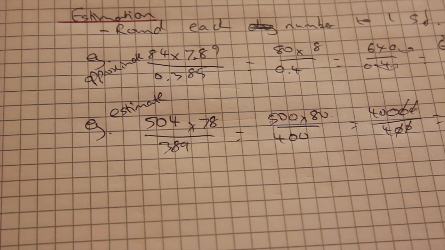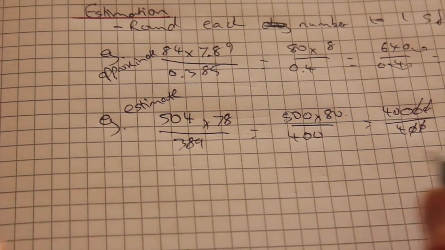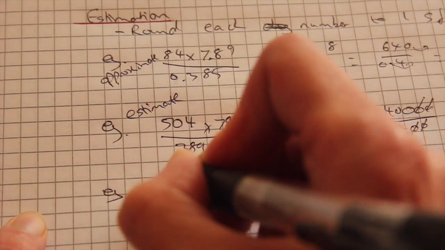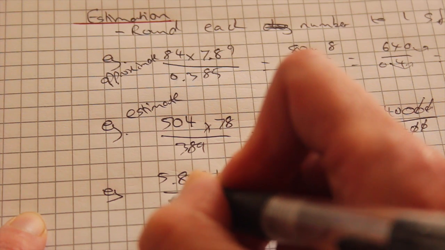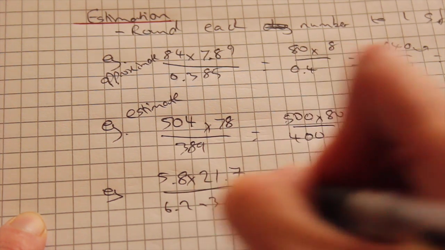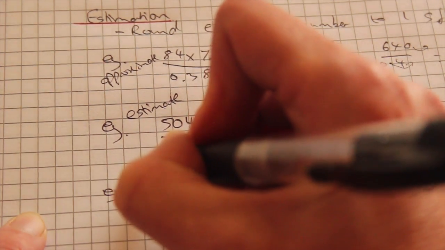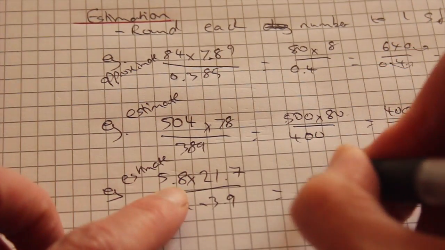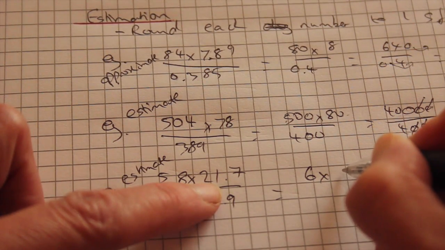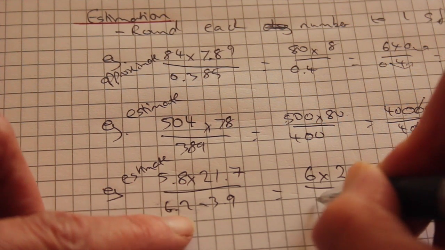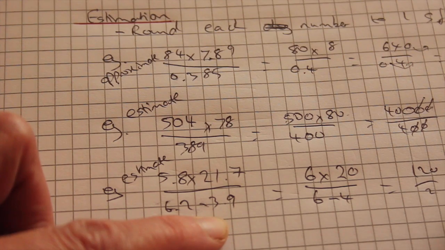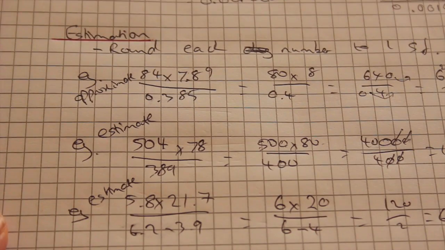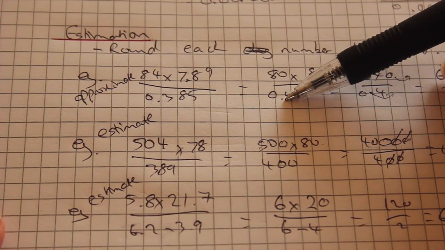And I'll just finish off by doing one more of them here. 5.8 times 21.7 over 6.2 minus 3.9. So again, the question is saying estimate or approximate. So 5.8 becomes 6, 21.7 becomes 20, and that becomes 6, take away 4. So it's 120 over 20 gives you 6. These type of questions, the one that you're likely to get in the exam is one of these ones where it's dividing by a decimal.